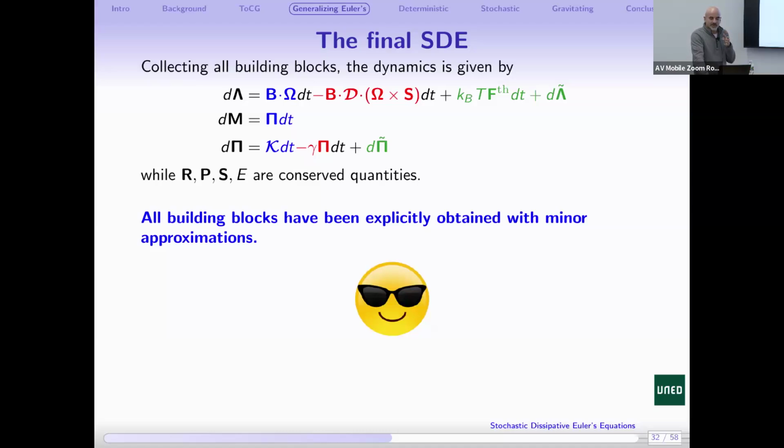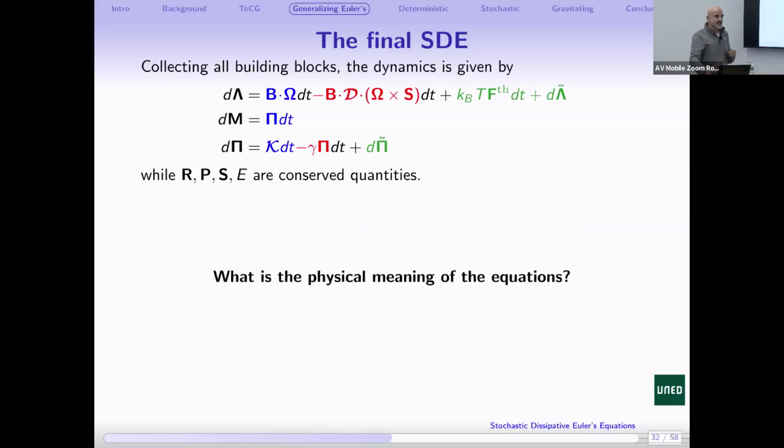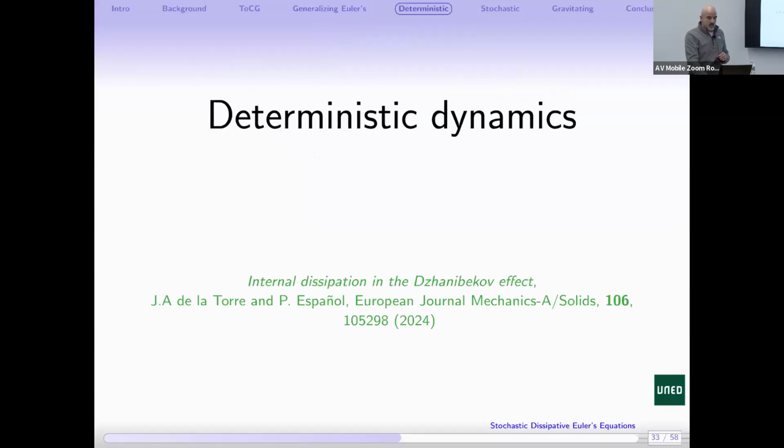But the thing is, what do these different terms mean? So to look at this question, what is the physical meaning of these terms, we will first consider the case where we don't have thermal fluctuations. The body is sufficiently large that they do not play a role. So we keep only the blue and red terms. The blue are the reversible part of the dynamics. The red is the irreversible part of the dynamics. So let's go for the deterministic dynamics.